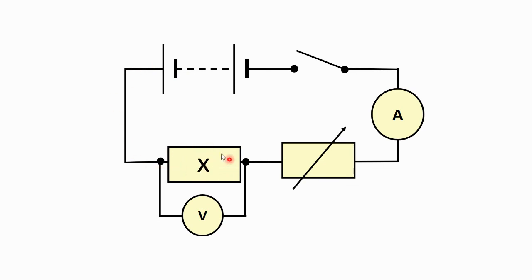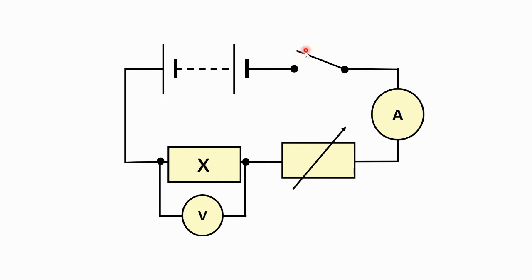We have a mystery component X. This could be a diode, it could be a bulb, it could be a resistor. And then we have a variable resistor here, an ammeter and a voltmeter. Why is there a variable resistor here? Well, this allows us to vary the total resistance in the circuit, which means we can vary the current and the voltage across this component, and we can vary the voltage and record the current. So we can get a graph of different voltages against the current, or different potential differences against the current.